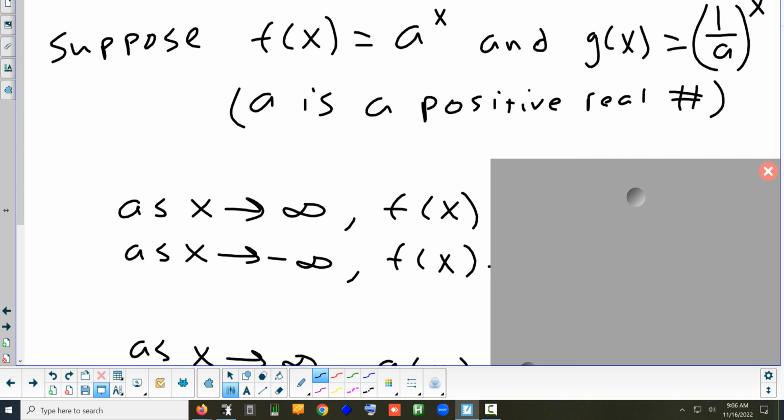Okay, so pretend you had some function that was a number raised to a power. If you want to pretend like it's a 2 in your head to answer this question, that will work. But it doesn't have to be a 2. It could be any positive real number not equal to 1.